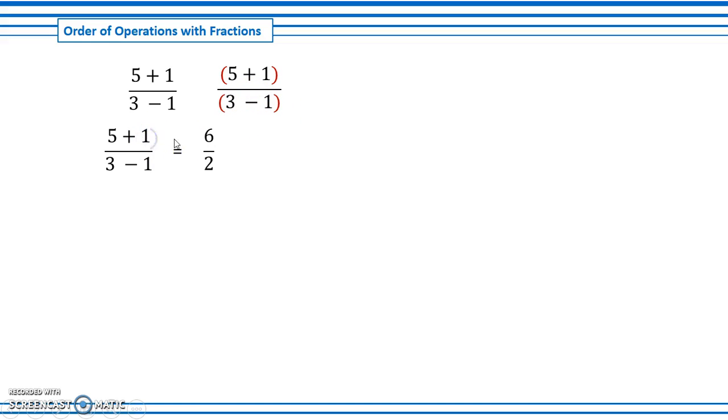So 5 plus 1 is 6. 3 minus 1 is 2. So now all we have to do is the division. So we have 6 divided by 2, which is 3. Here's a problem that's similar that you can try.